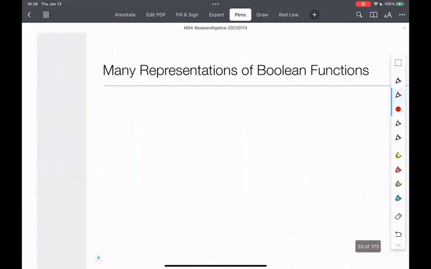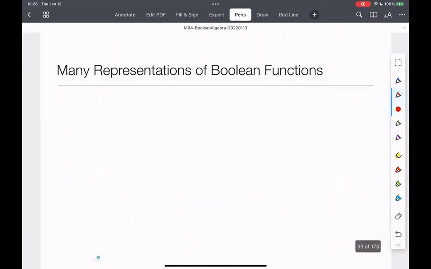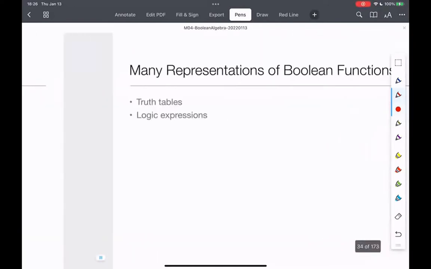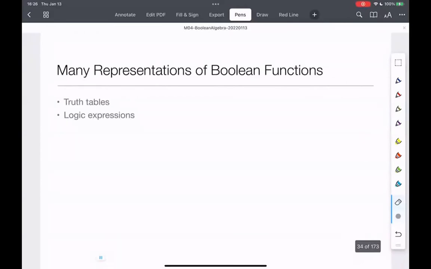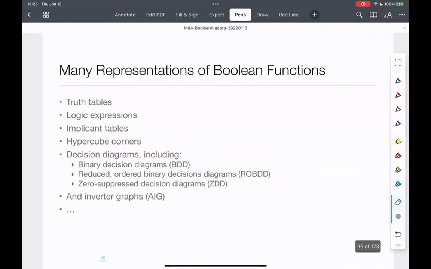So that's why the Boolean algebra approach is potentially interesting. Now, what we are seeing is that a Boolean function can be represented many ways. We can represent it as a truth table, we can represent it as a logic expression, and there are other ways of expressing Boolean functions also. As long as you have some sort of systematic structure, you can do it.